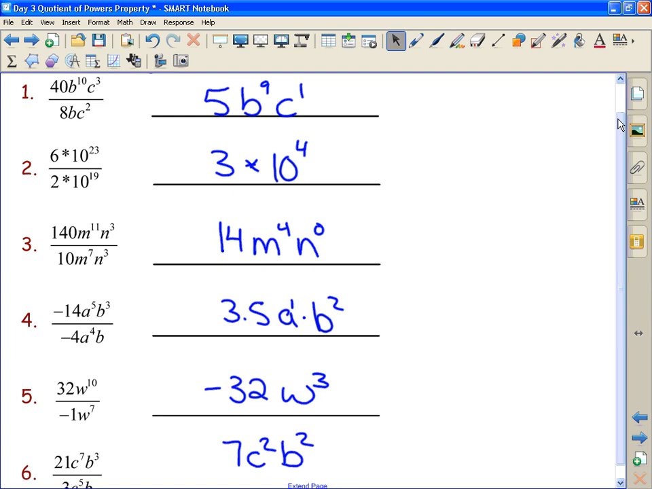Okay. Once again, a lot of people really try and go really fast through these, and they make some very simple, silly mistakes. So break it up. Make sure that you break it up. So make sure that you're writing something like 40 divided by 8, b to the 10 over b, c to the 3 over c to the 2. Really break it up. Make it easier for your brain to handle.